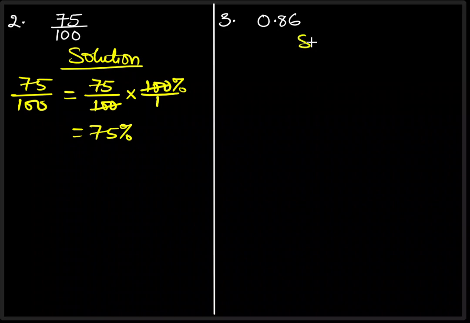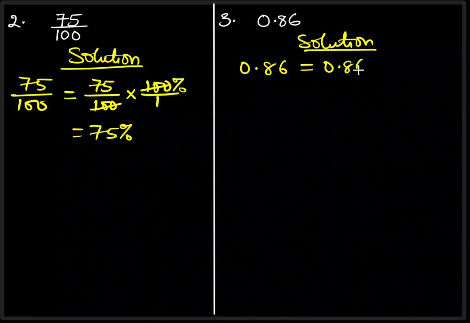And then we go to number 3. Number 3 says 0.86 as percentage. That would be 0.86 times 100%. And if we multiply this, this is a power of 10. So we shift the decimal point 2 times here, 1, 2. That will take away the zeros and that will give us 86%. So that is what we do when we change numbers to percentage.